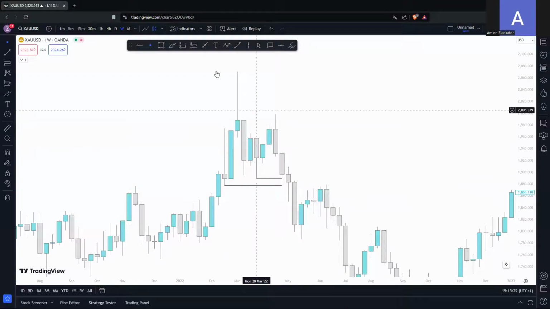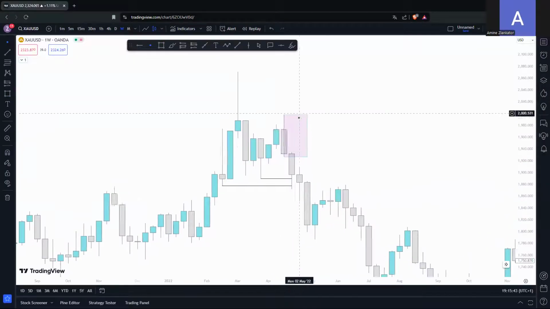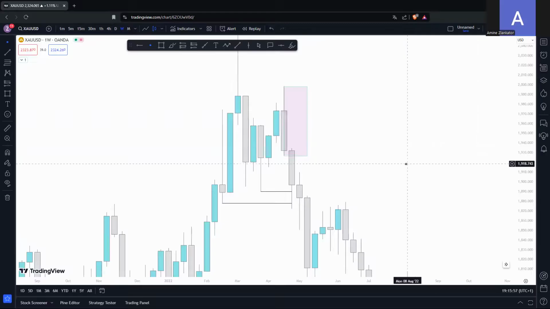How do you refine your engulf? In this case, it's this one. It's not that one, because that low didn't take this low. But you have this low taking this low. So the weekly, you refine it to daily. You only need 2 time frames before you say that the setup is valid.